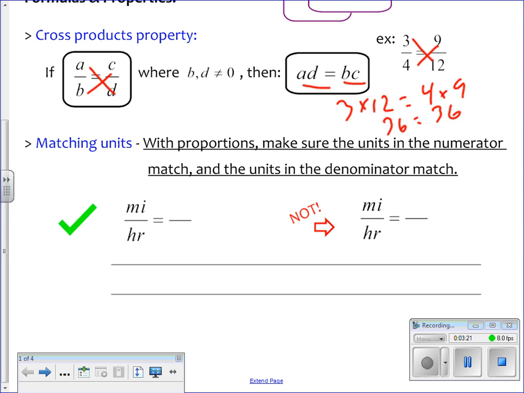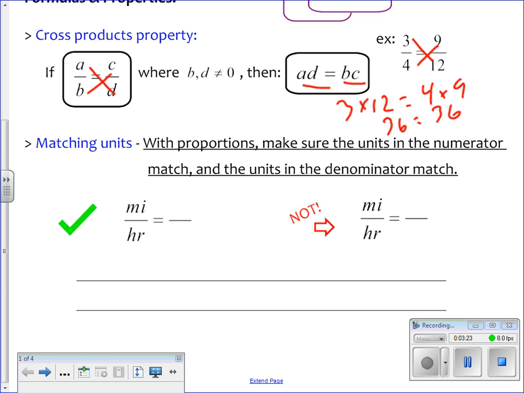Matching units. With proportions, make sure the units in the numerator match and the units in the denominator match. If I am comparing miles to hours, the numerator has to be miles, and the denominator has to be hours for every one that I use. Not hours per mile. Okay, nobody ever uses hours per mile.